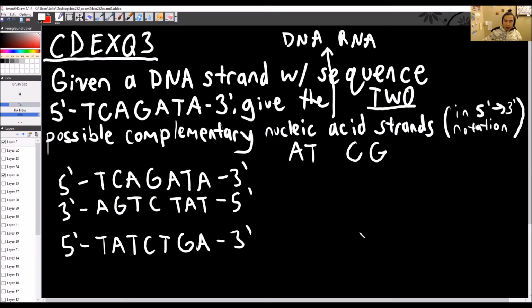Cool. All right, so this is one of the possible complementary nucleic acid strands. The other one would be a strand of RNA. But we know that the pairings go from A to U, so it would be as simple as just replacing the T's with U's.